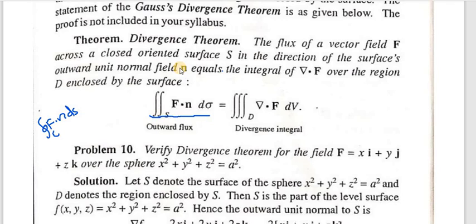If we have to find the flux of a field f across a closed surface S in the direction of the outward unit normal vector n, then the flux is equal to the double integral over S of f dot n d sigma, the surface integral. This quantity will be equal to the triple integral of the divergence of f over the region D bounded by S.